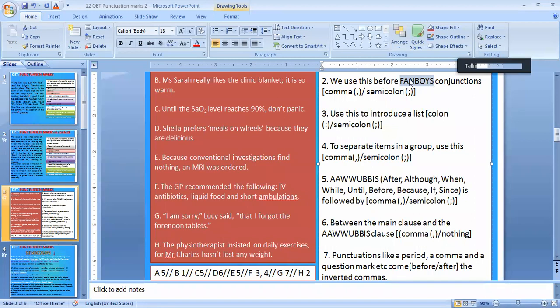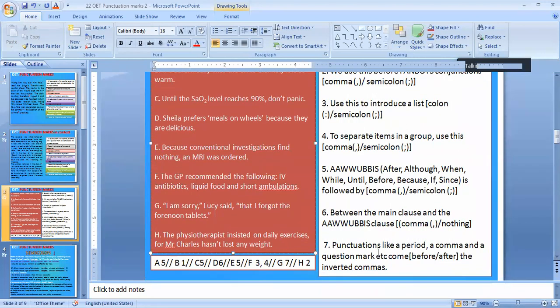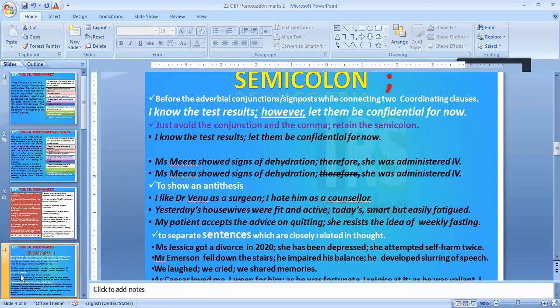So the answer is these fanboys, number 2. We use these before conjunctions. So what is that? Comma or semicolon? Comma. It's very clear. See, because here it's comma only, before 4. Yes. Okay. This is how we test ourselves, whether we understood it or not.